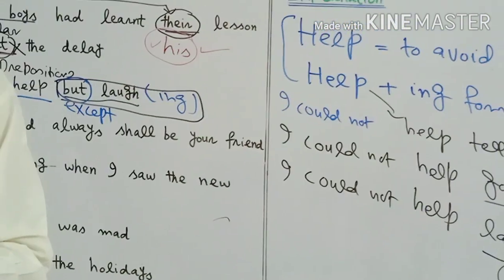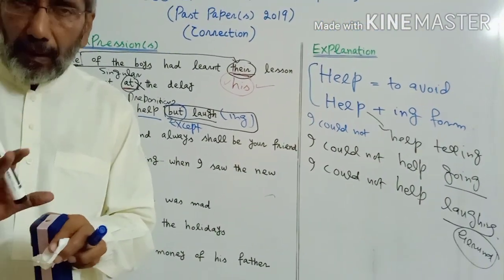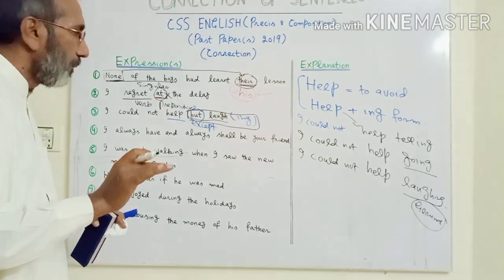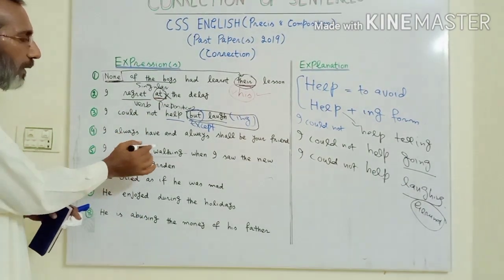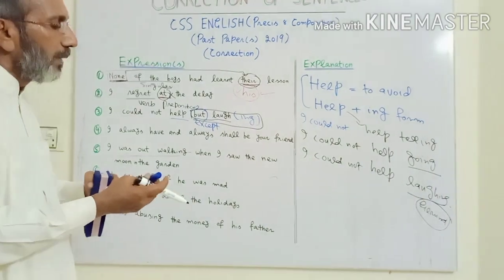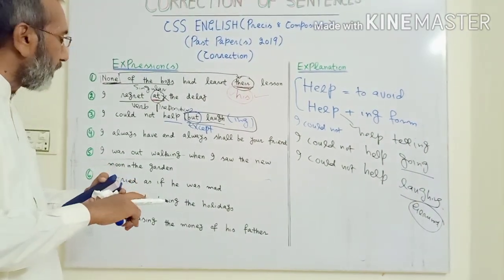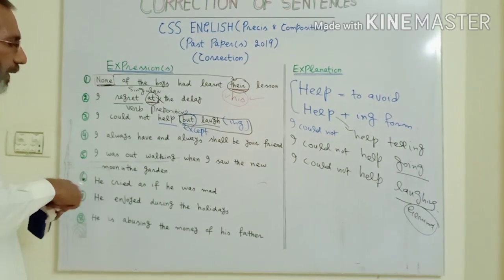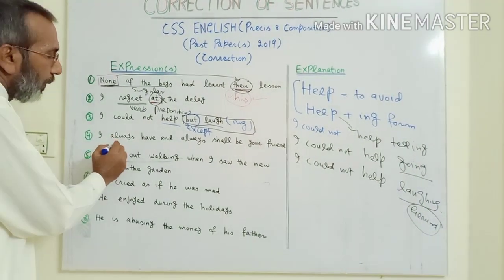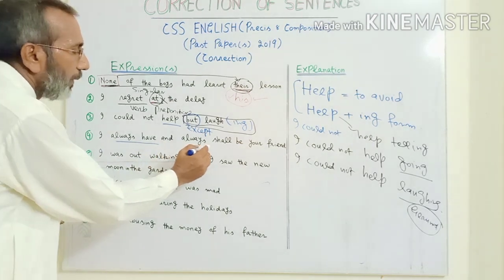Never say I could not help to meet. That is a bit illogical. Okay? Or some idea. The next is, I always have and always shall be your friend. This expression is a bit difficult in the sense that, right? Always have and always shall be.